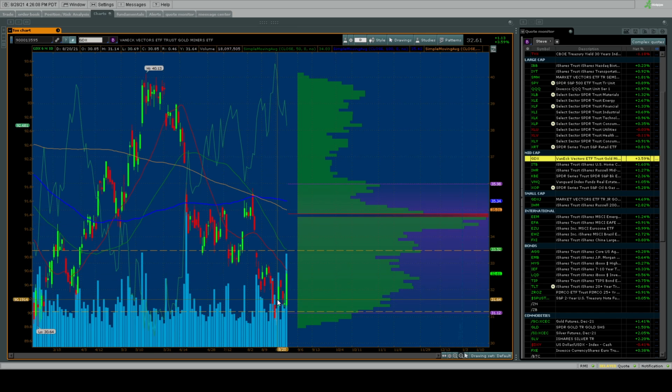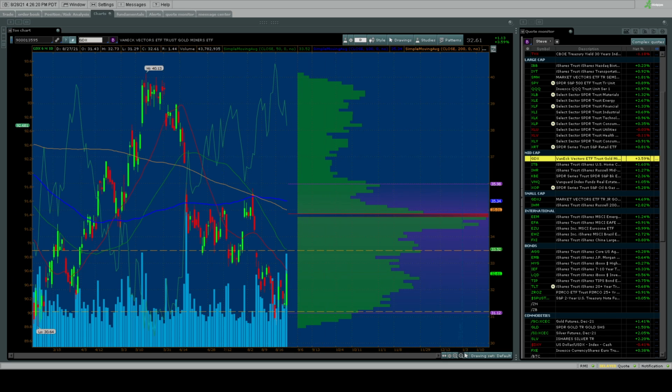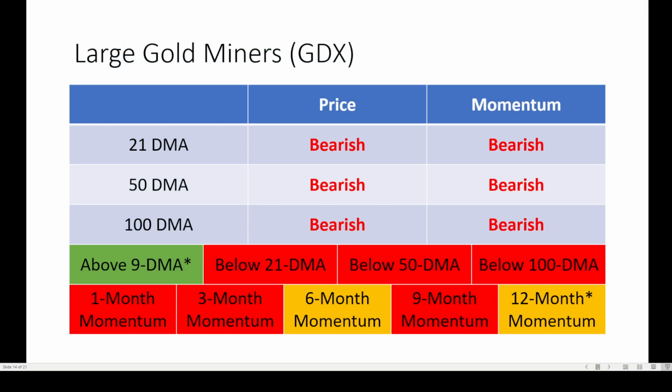You see that one-day move early into last week. I think it was on Monday, and then got rejected almost all the way back down. And then, of course, on Friday, thanks to Jackson Hole and Fed Chair Powell, this thing just shot straight up. It doesn't change the big picture that there is a big bearish move going on in the mining stocks.